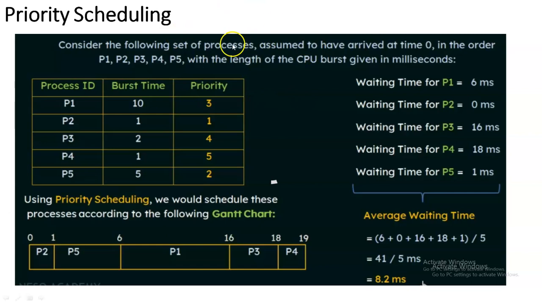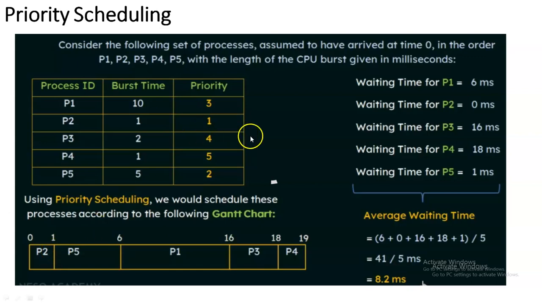Here the smallest number is 1. P2's priority is 1, which means it has to be served first. So in the Gantt chart, P2 is served first. You also check the burst time. The burst time of P2 is 1. So from 0 to 1, P2 is served by the CPU.